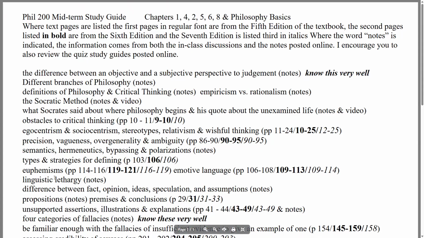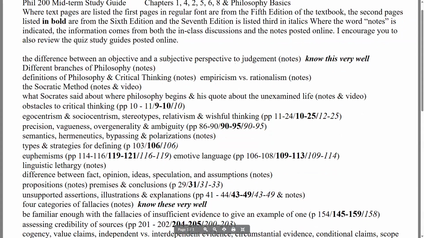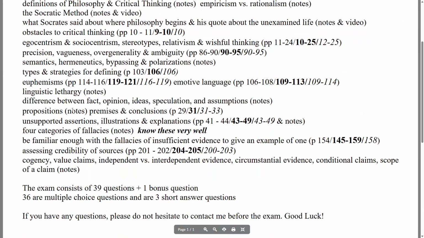Linguistic lethargy is when we are lazy about language, when we refuse to acknowledge that language continues to change. So we need to be always active in our approach to understanding meanings and language.